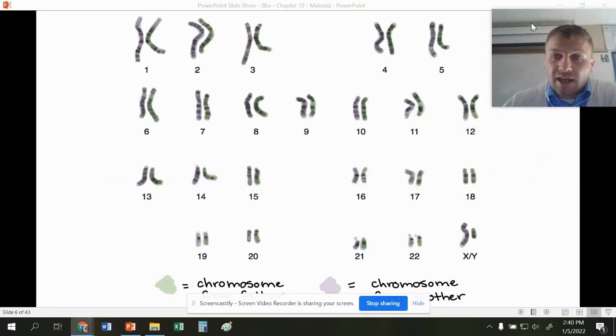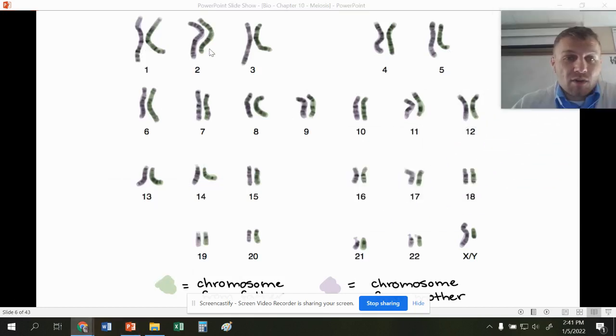Here's another way of looking at it. Each one of these is a homologous pair of chromosomes. You get one from dad, one from mom. One from dad, one from mom. So you can see these are homologous, these are homologous, these are homologous, but this chromosome right here and this chromosome are not homologous.